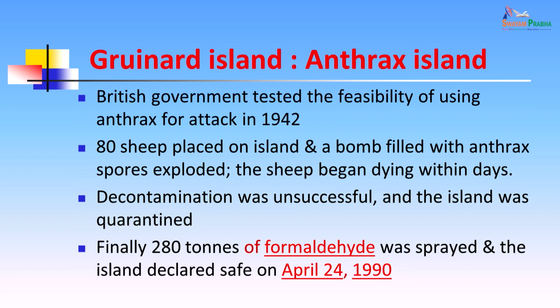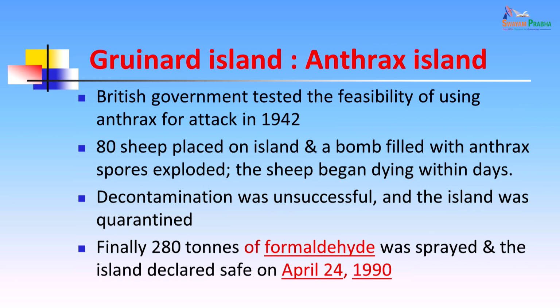Now, an interesting story related to anthrax and bioterrorism. There is an island on which the British government tested the feasibility of using anthrax for attack in 1942. This was Gruinard Island, and it is now known as Anthrax Island. 80 sheep were placed on the island and a bomb filled with anthrax spores was exploded. The sheep began dying within days of the bomb being exploded. Decontamination was unsuccessful for many years. All sorts of chemicals were tried, but finally the island was quarantined and left unused. Finally, 280 tons of formaldehyde was sprayed and the island was declared safe for use on 24th April 1990.